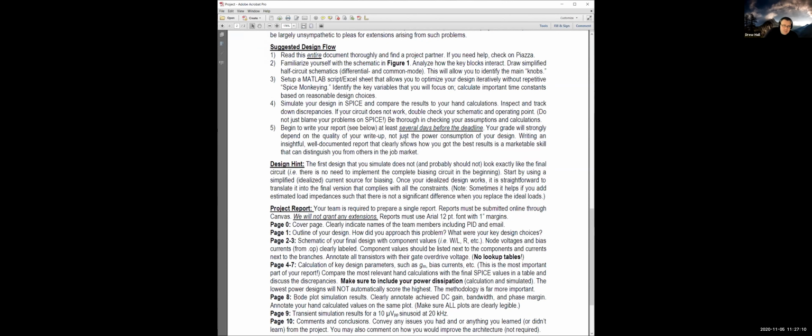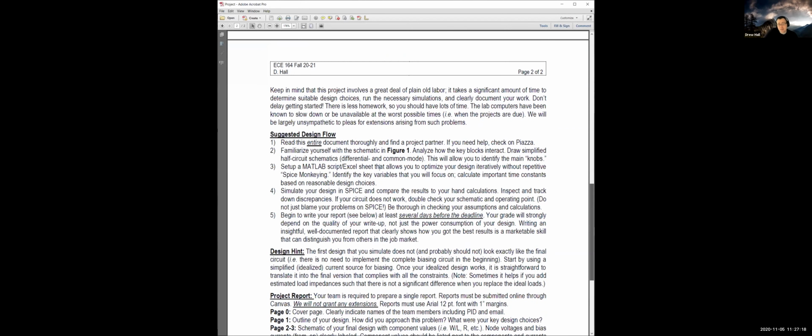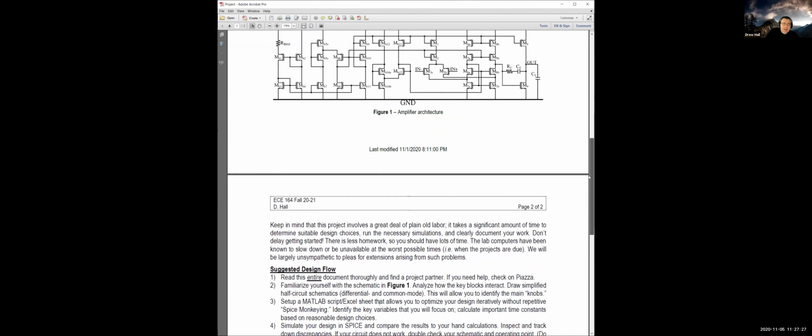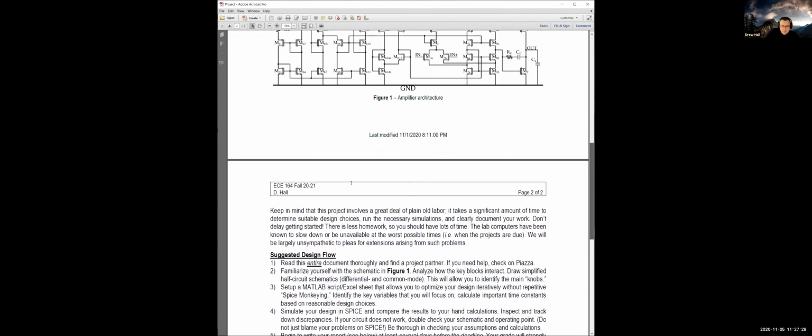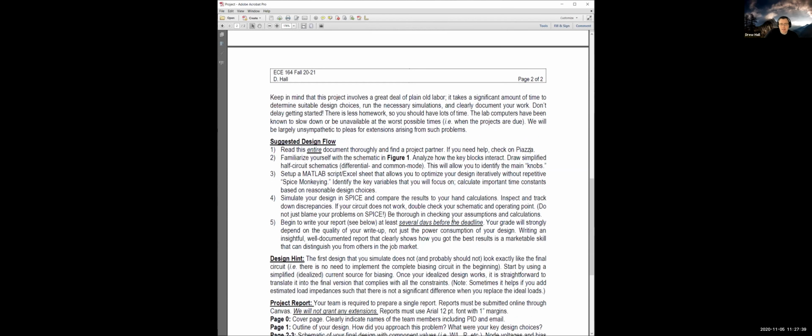Okay, so what do I suggest in terms of a design flow? Well, if you look at this circuit, I would assume that a lot of you would say that this is overwhelming, that there's a lot going on here and you may not even know where to start. Okay. The first thing that I would do is I would study this entire project and find a partner. And as I said earlier, if you need a partner, we'll facilitate that with Piazza.